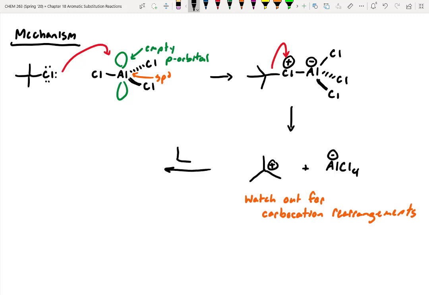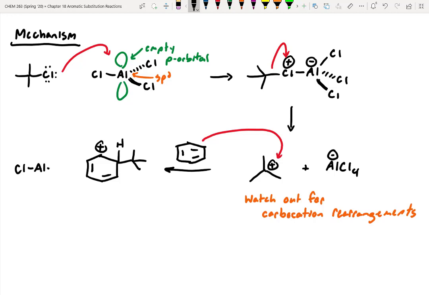So what we'll do next is we'll react this with our aromatic ring. In this case, the carbocation is a really good electrophile. It desperately wants electrons, and in this case, the aromatic ring can actually dump electron density in from one of those pi bonds. So what we're going to get is something that looks like this, where we've got a tert-butyl group installed. We'll have a positive charge over here, and then we'll still have this aluminum complex floating around in solution, which is going to help us out in this next step.